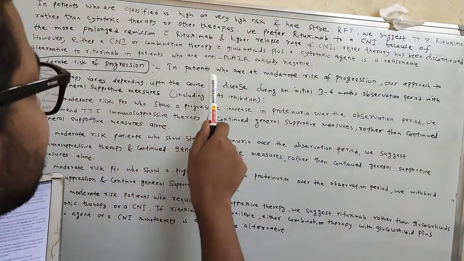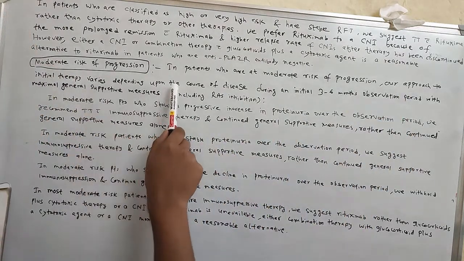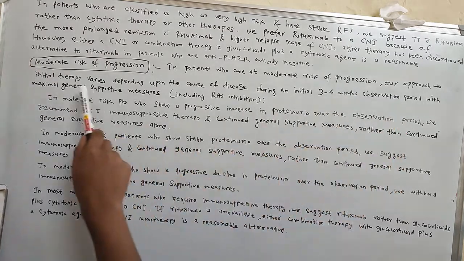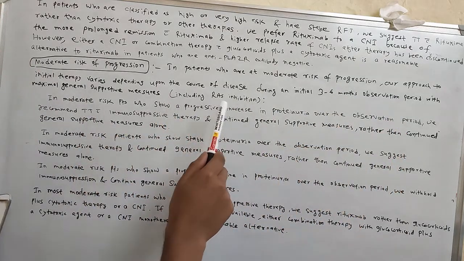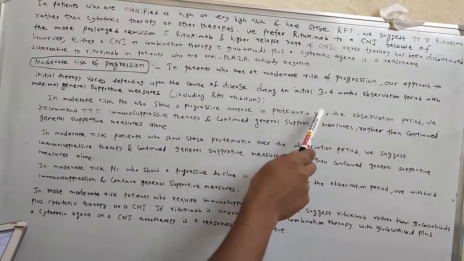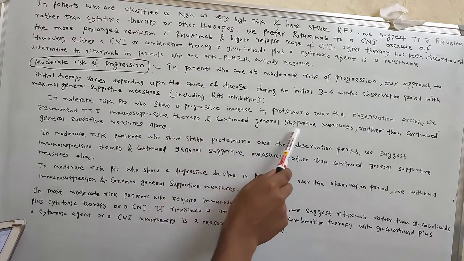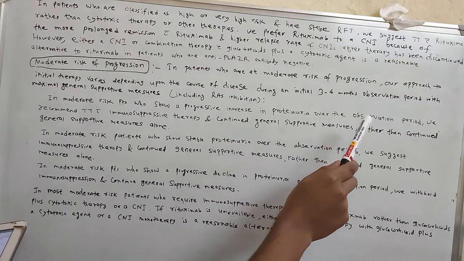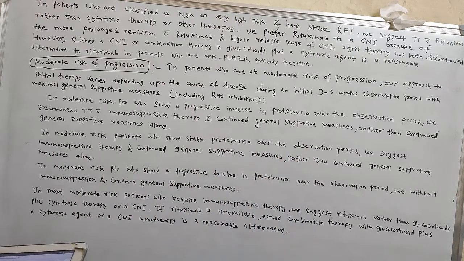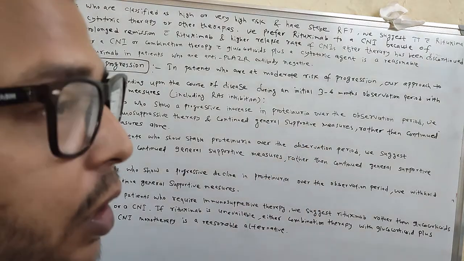But for patients who are at moderate risk of progression, our approach to initial therapy varies depending on the course of the disease during the initial 3 to 6 month observation period, with maximal general supportive measures including RAS inhibition. In moderate risk patients who show a progressive increase in proteinuria over the observation period, we recommend treatment with immunosuppressive therapy and continued general supportive measures rather than continued general supportive measures alone.